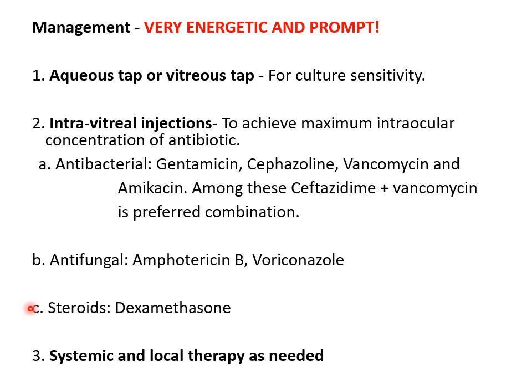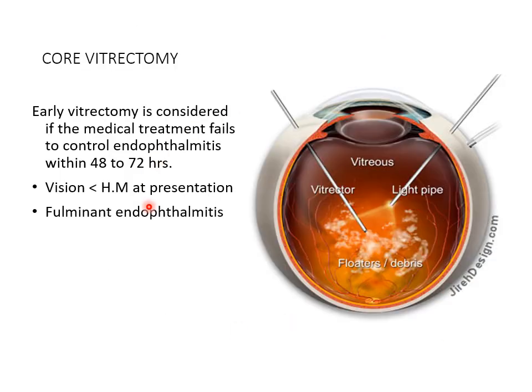If you are suspecting a fungal or a tubercular endophthalmitis, you have to withhold dexamethasone until you start the specific antibiotic therapy. Sometimes, if the exudate is very thick, such that even intravitreal injection is not working, you have to decide to do a core vitrectomy. Early vitrectomy is indicated if the medical treatment fails to control in 48 to 72 hours, or if the vision is less than hand movement at presentation, or if it is a fulminant endophthalmitis that is rapidly progressing from day to night. You have to do a core vitrectomy in such cases.